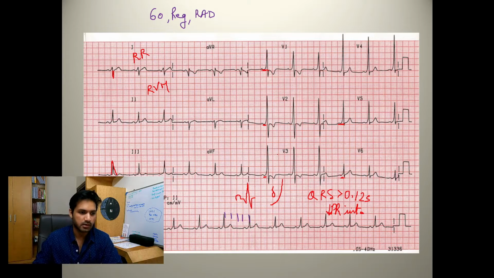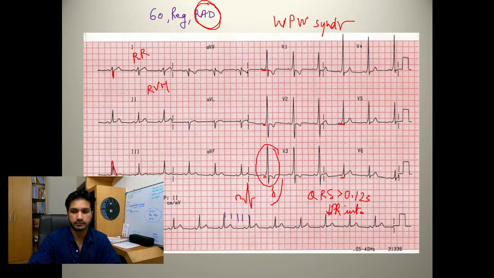So that is one other cause of right axis deviation, WPW, which is Wolff-Parkinson-White syndrome. Do any of you know the treatment for this? If you are telling me that it's class 1A and 3 antiarrhythmics, you're right.